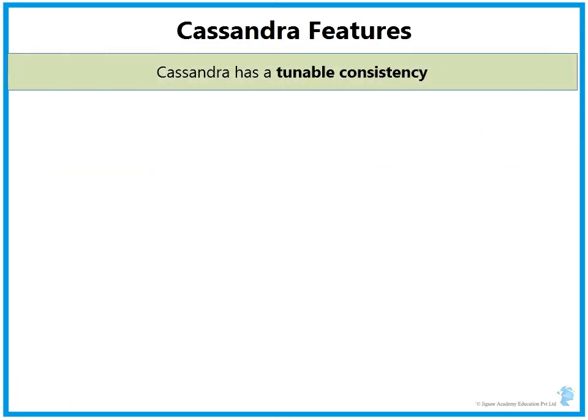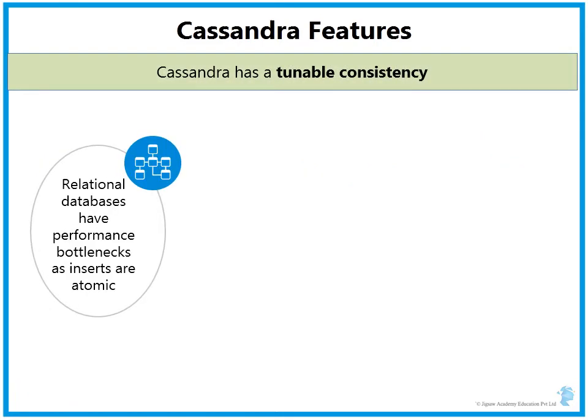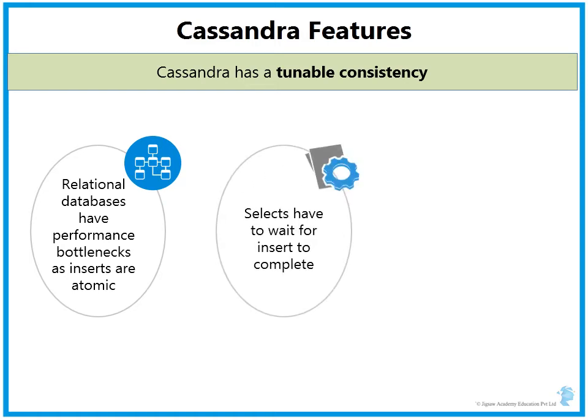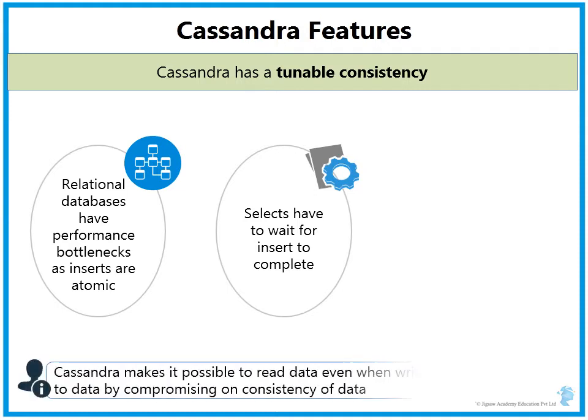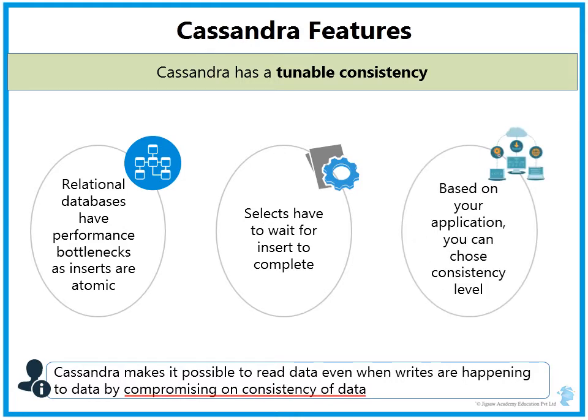Cassandra has a tunable consistency. Relational databases have performance bottlenecks as inserts are atomic and selects have to wait for the insert to complete. Cassandra makes it possible to read the data even when writes are happening to data by compromising on the consistency of data. Based on your application, you can choose a consistency level.